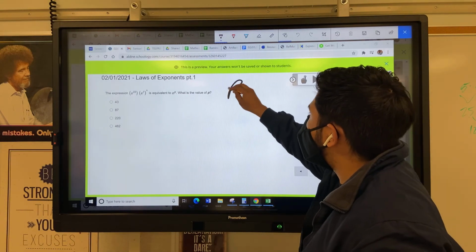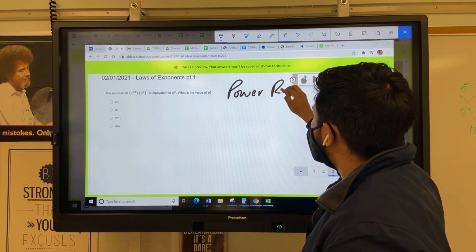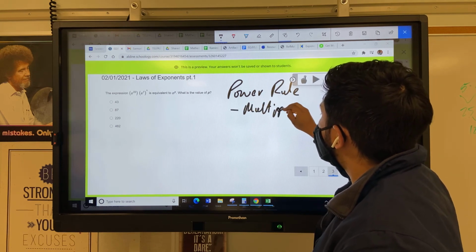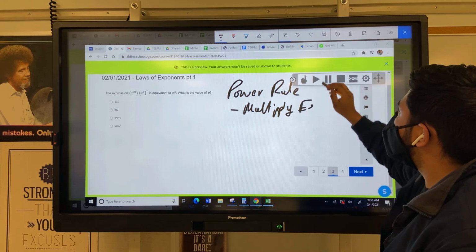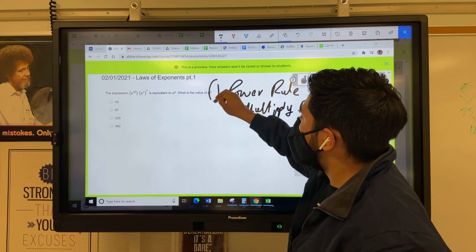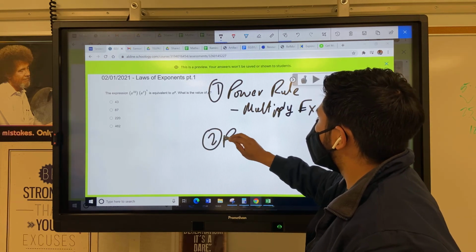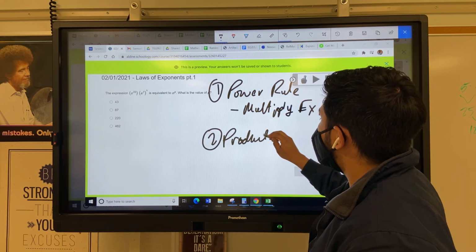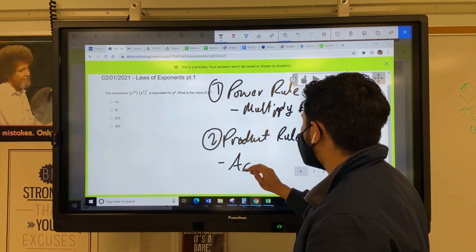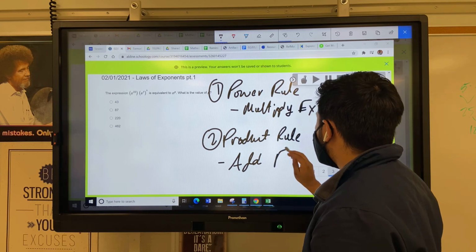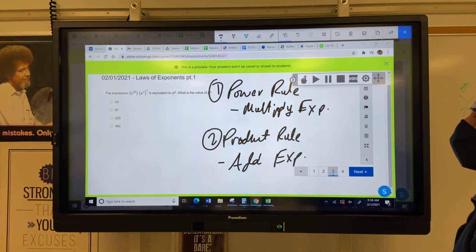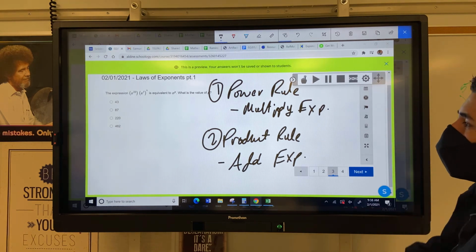First, you do the power rule. So this is the compounded one. Power rule is multiply exponents. I'm going to abbreviate. And then the second thing is the product. You're going to add exponents. Let's see how many people get this right. Can't wait to see how many hundreds we get. Multiply and then add. All right.